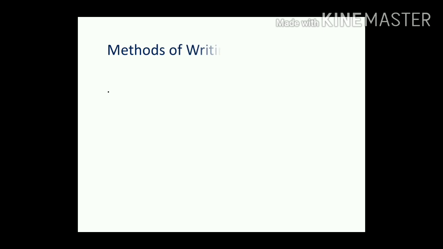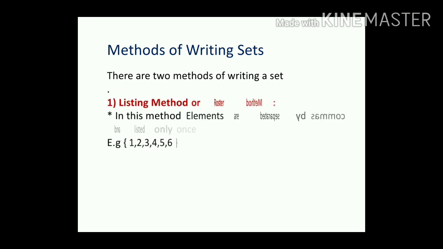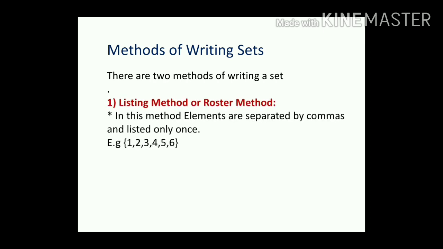Now, let's see methods of writing sets. There are two methods of writing a set. First one, listing method or roster method. In this method, elements are separated by commas and listed only once.